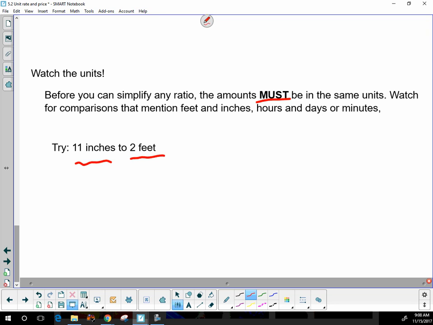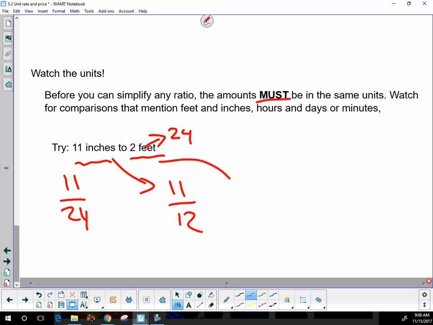I like the easy way of saying 2 feet is how many inches? Now you have 11 to 24. That's done. There's no simplifying, so why would you do it any other way? The hard way would be to go to inches. This is 11 out of 12 inches, and 2 feet is 24 out of 12 inches.